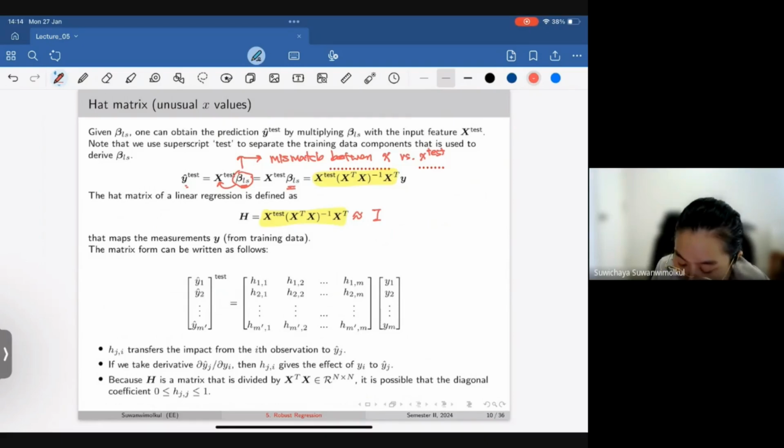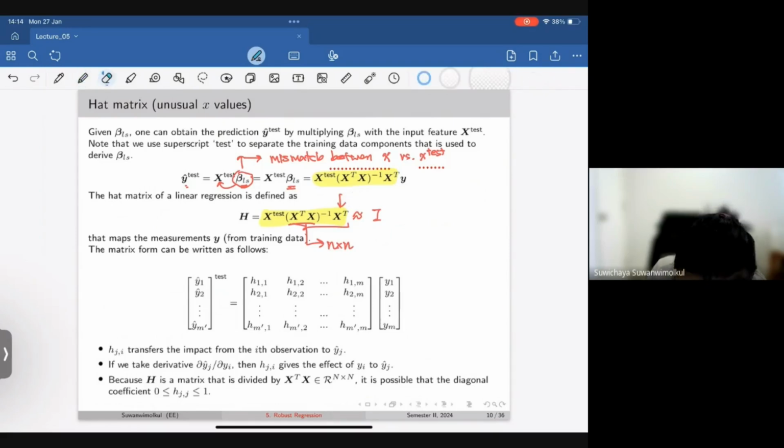Because if you think about the dimensions, X transpose here is M times N, and this one will be N times N. Therefore, sorry, N times M.